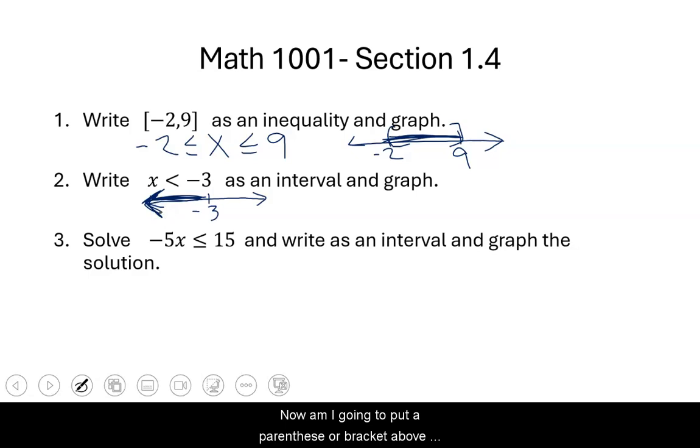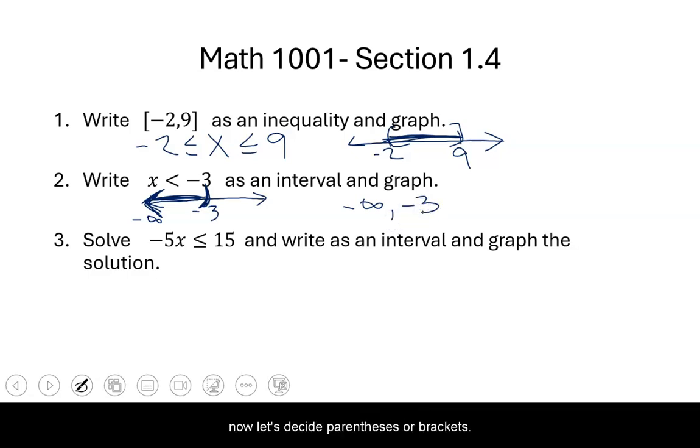Now, am I going to put a parenthesis or bracket above the -3? Well, it doesn't have that extra line, so it's a parenthesis. So let's write our interval. So which way am I shading? I am shading towards the -infinity. So -infinity is smaller than -3. So I'm going to write that first, -infinity, comma, -3.